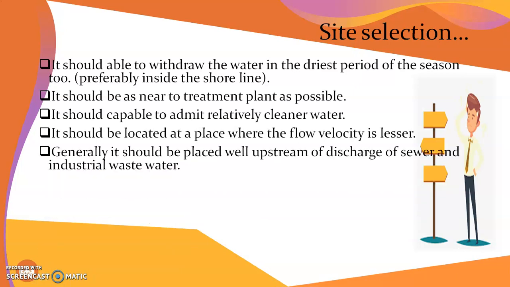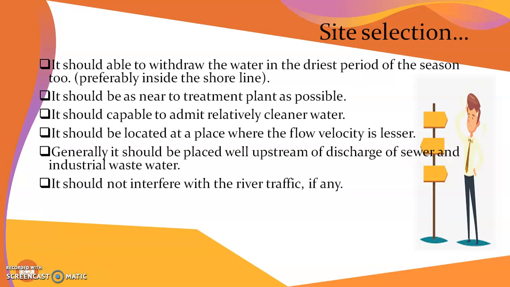Generally, it should be placed well upstream of the discharge of sewer and industrial wastewater. If the site selected is downstream of the discharge of sewer, then the water will be much polluted and it will be very difficult to treat. It will not only require higher effort to treat the water, but it will even be much more difficult to operate and maintain the water treatment plant. So it should be placed well upstream of the discharge of any sort of wastewater.